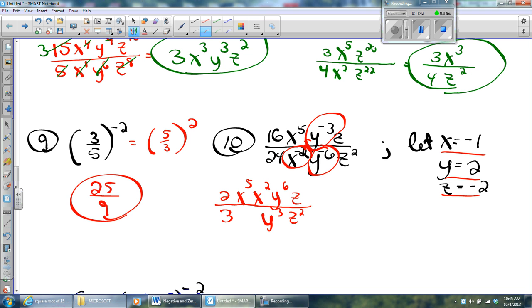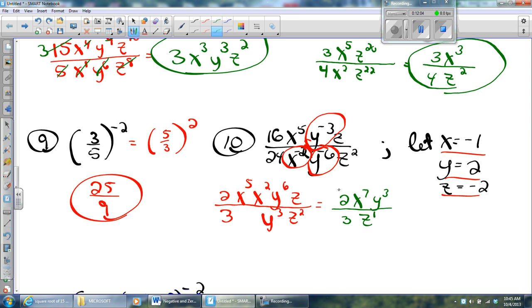And I'll take a second and simplify that a little more. I've got a 2 in the numerator, 3 in the denominator. X's are going to become x to the 7th in the numerator. Y's are going to get me a y cubed in the numerator, right? And the z's are going to give me a plain old z in the denominator. If you want to put the 1 there, it's unnecessary, but you can do it.